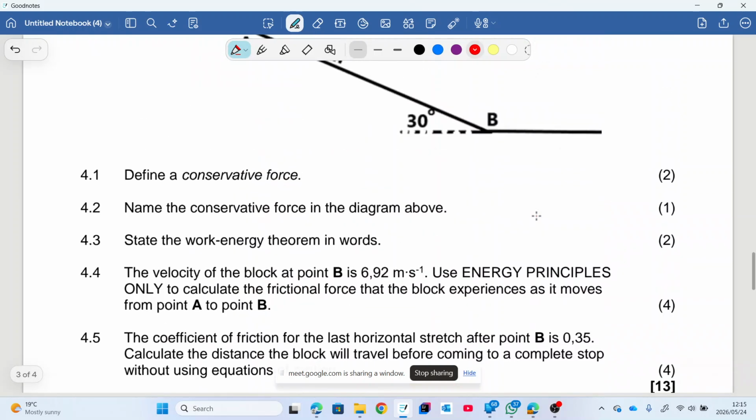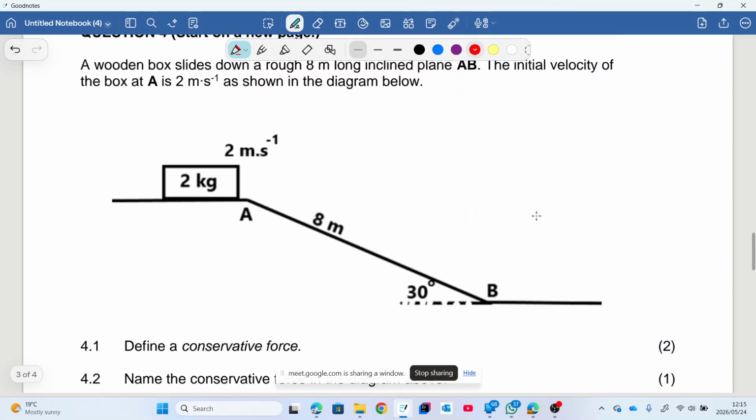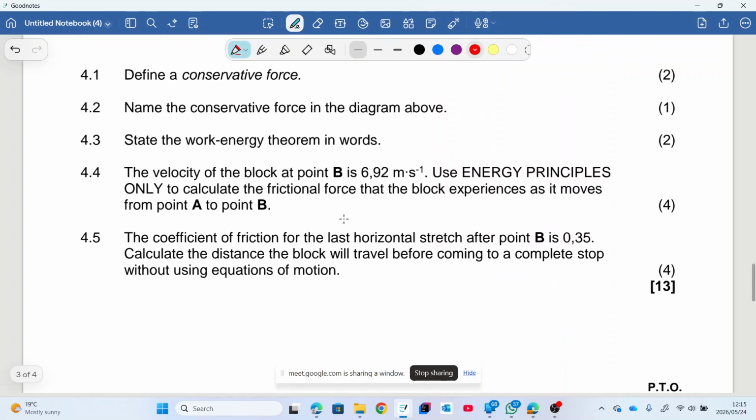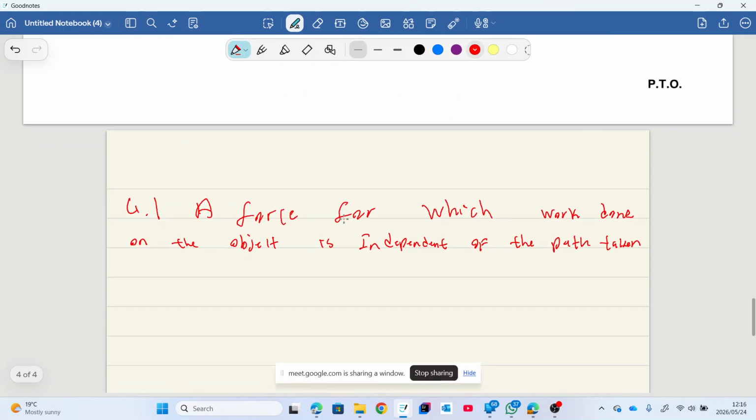So they want us to name the non-conservative force that's going to take place here. Of course, when it slides down, it is going to fall due to gravity. The force applicable there is going to be the force of gravity. Oops, this table makes a lot of noise.